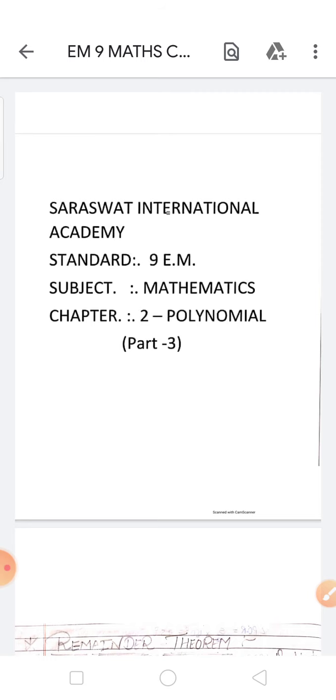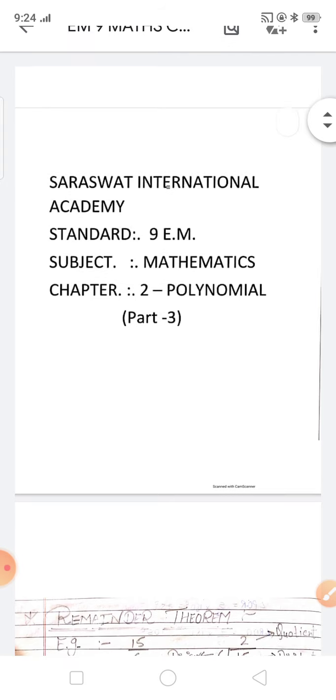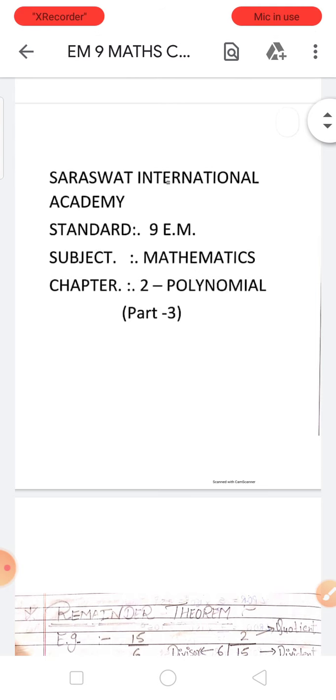Here we are going to continue our chapter number 2, that is polynomial part 3. In the last part we studied the zeros of a polynomial and solved the sums. Now in this part we study the remainder theorem and solve the sums, and also study how to divide two polynomials of algebraic expressions.